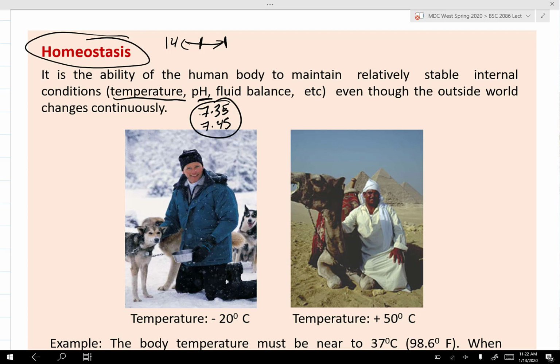You also need to maintain fluid balance. This is the amount of fluid inside your body, right? And then, of course, other things. So let's talk about temperature first. If it's really cold outside, what do you do? You put on some clothing, right? Or you decide to shake your body, right? That is a way of warming your body up, right?